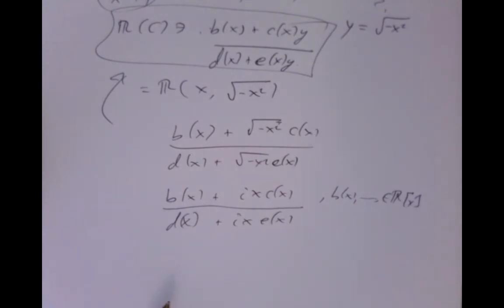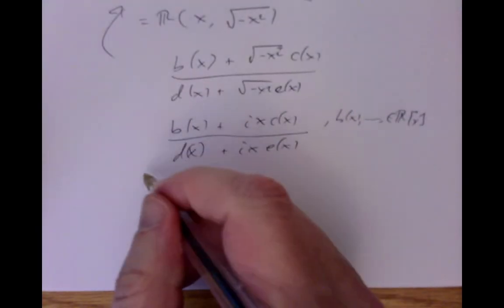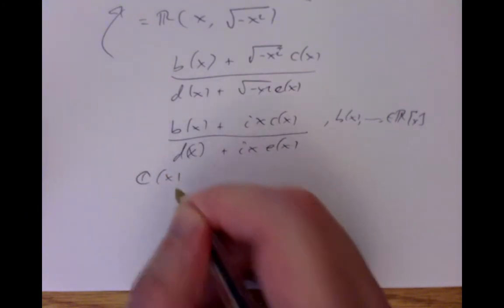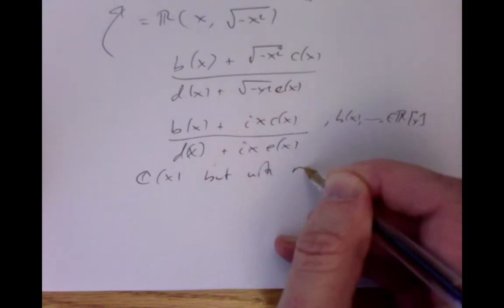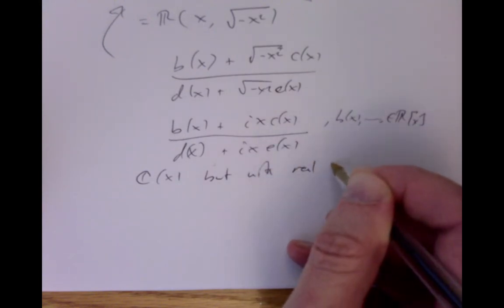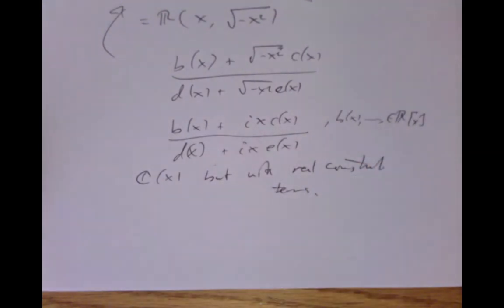So you can think of this field as actually being the field of complex coefficient polynomials, but where the constant coefficient part of the numerator and the denominator has to be real. So they're complex rational functions of x, but with real constant terms in the numerator and denominator. And that gives you an interesting example of a field coming out of an irreducible curve.